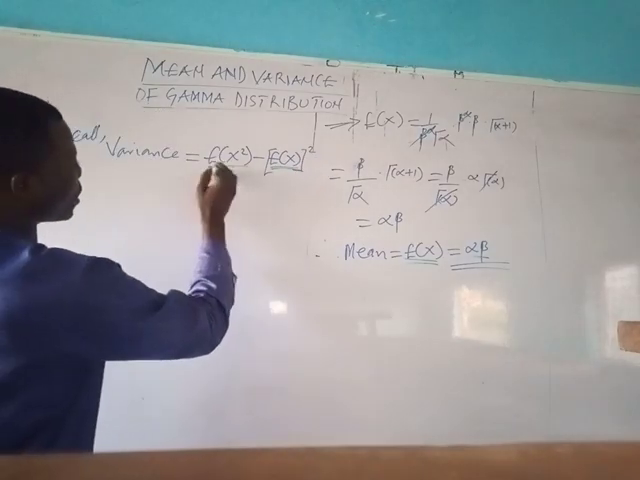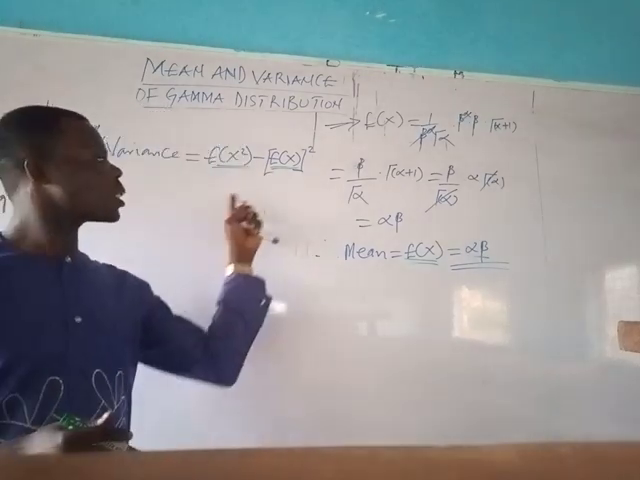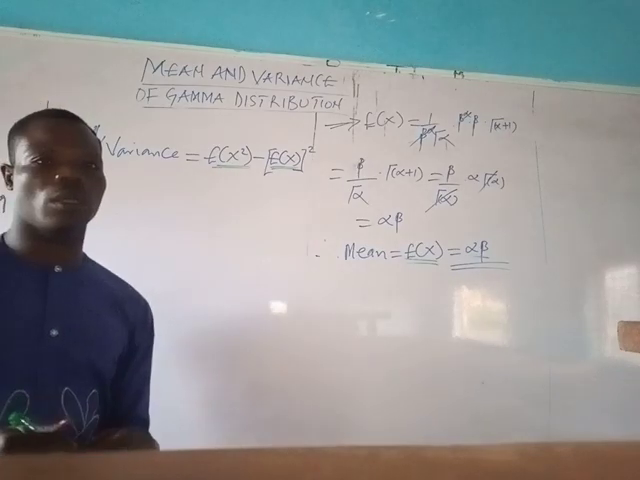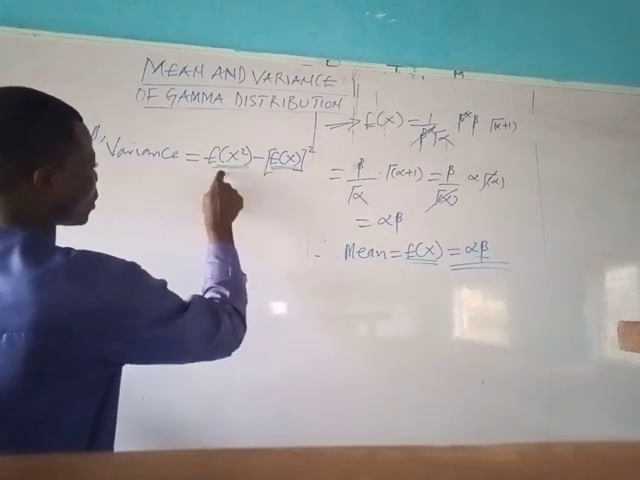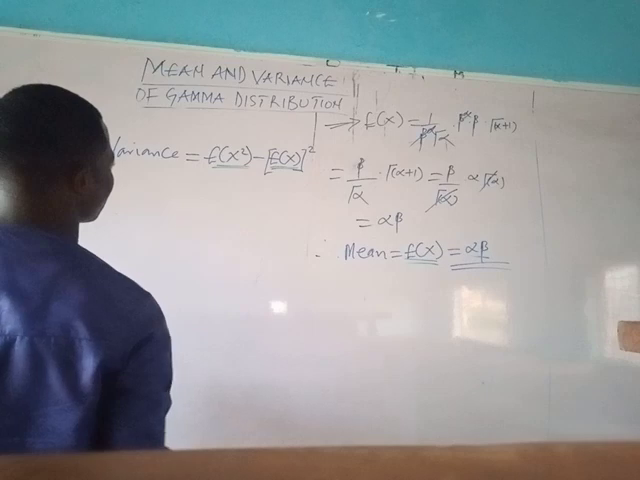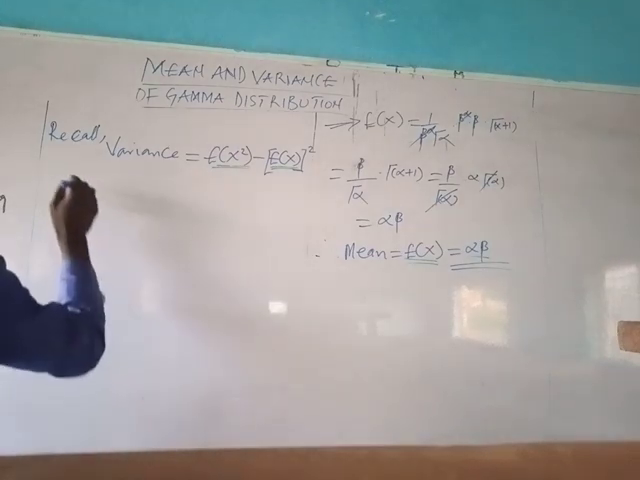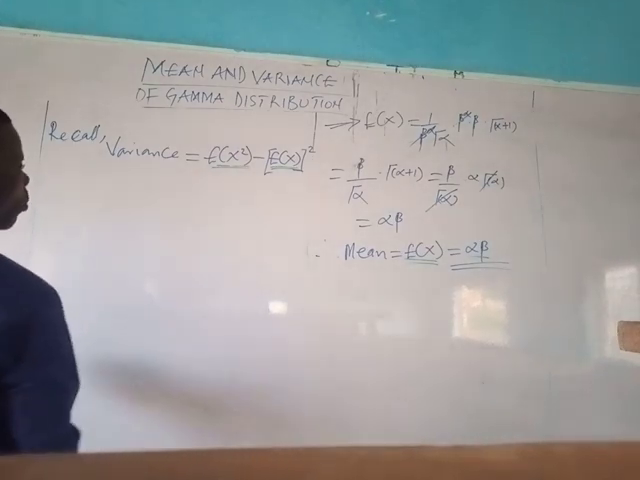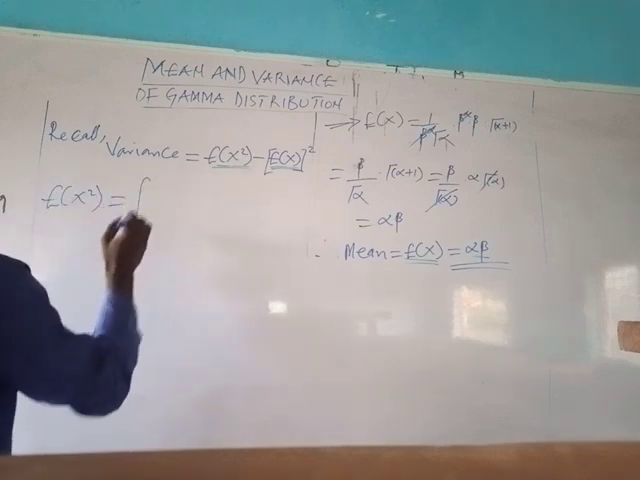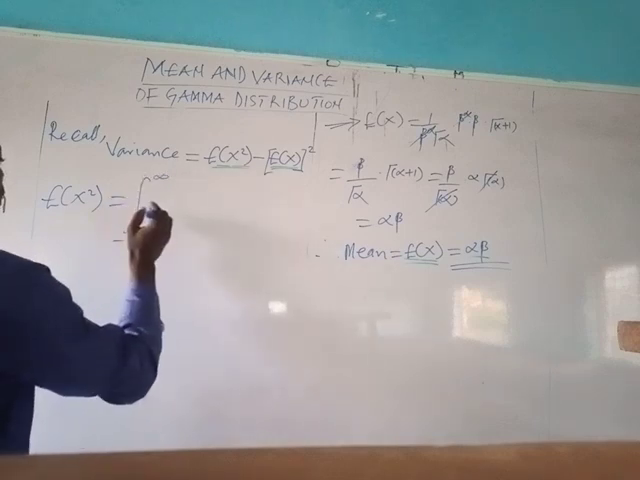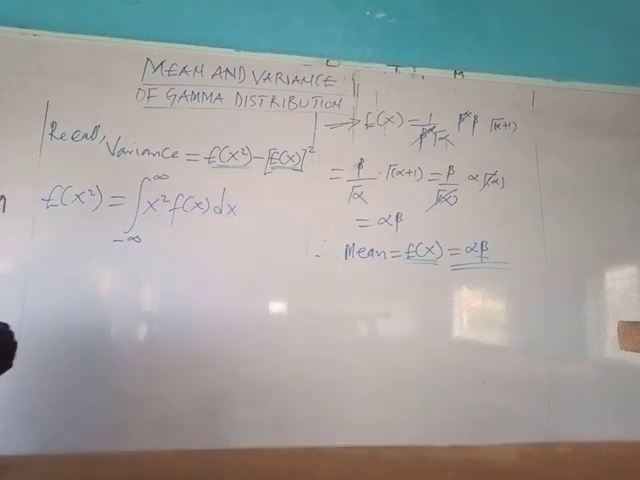But this is the second sample moment. So let's look at how we can find this. If you find this, the answer we got, we put it here, we subtract this from it. That will be our variance. Let's find the second sample moment. According to the probability distribution property, we were told that expected value of x squared will be equal to integral from negative infinity to plus infinity of x squared f of x with respect to x.